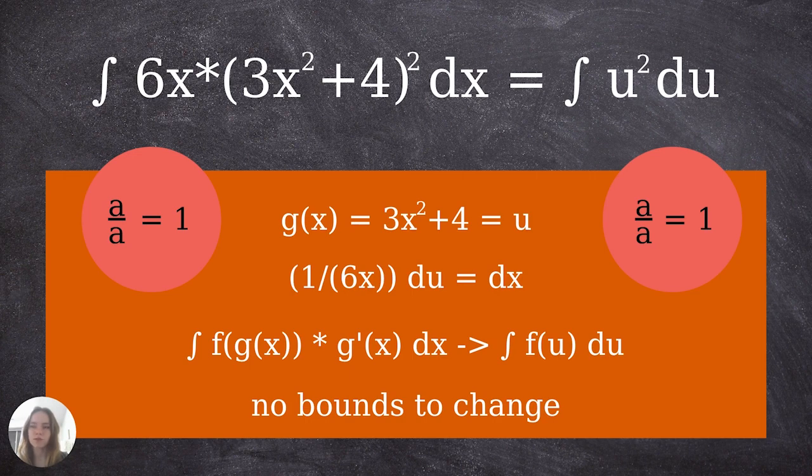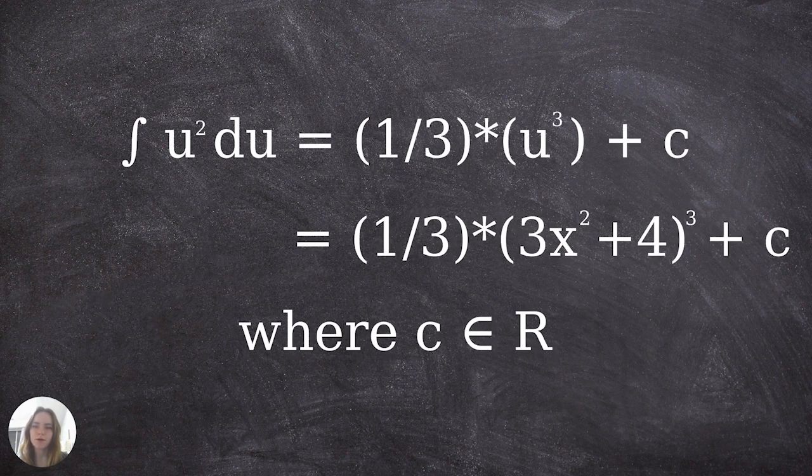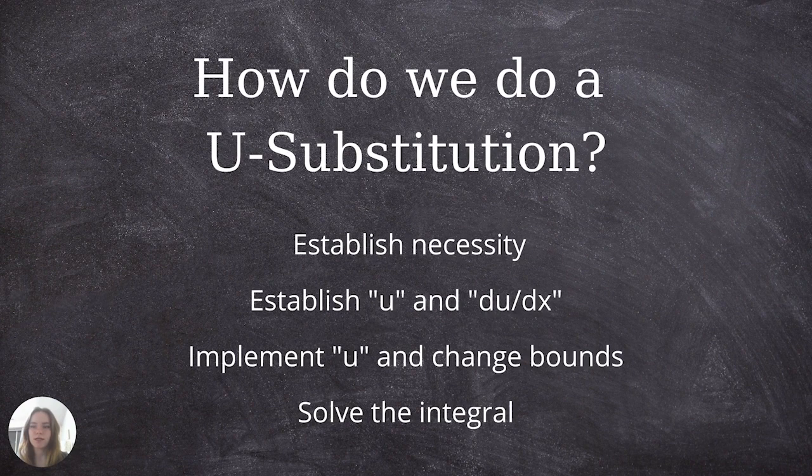Next, we plug everything back in. U is 3x squared plus 4, so we know we just have u squared. When we plug in 1 over 6x du for dx, the 6x's cancel, and we're left with just the du. In this case, there are no bounds to change. Then we solve the integral. By power rule, u squared becomes 1/3 u cubed plus c, and then we simply plug in 3x squared plus 4 for u and get 1/3 times (3x squared plus 4) all cubed plus c as our answer, where c is some constant real number.